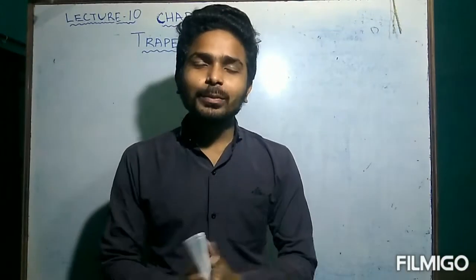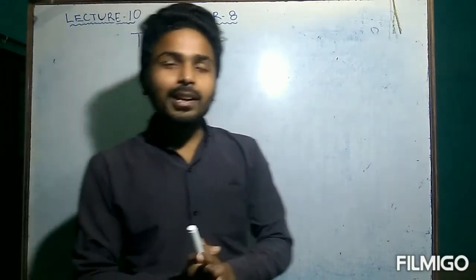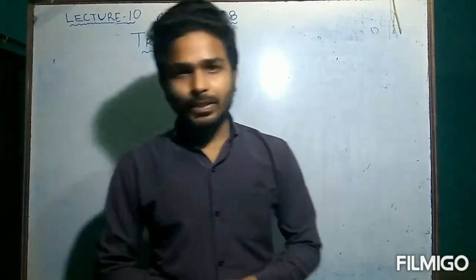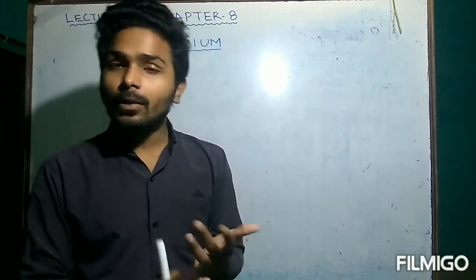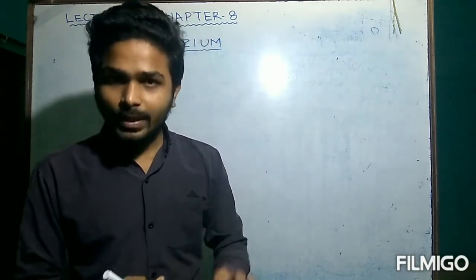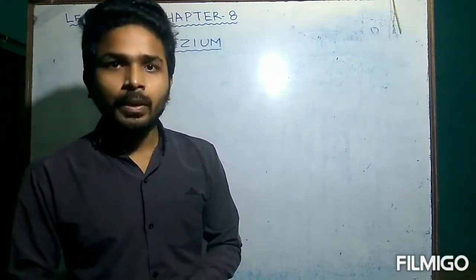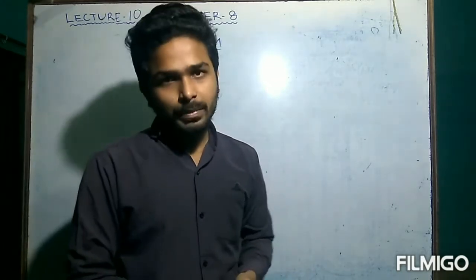Hello students, welcome to lecture number 10. In this lecture we will discuss the last type of quadrilateral, which is known as trapezium. We have discussed every previous type of quadrilateral such as parallelogram, kite, rectangle, square and rhombus, and today's time is for trapezium. So let's understand what a trapezium is and what its different properties are.